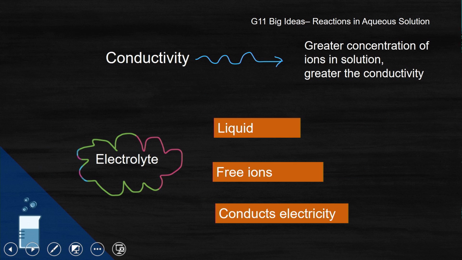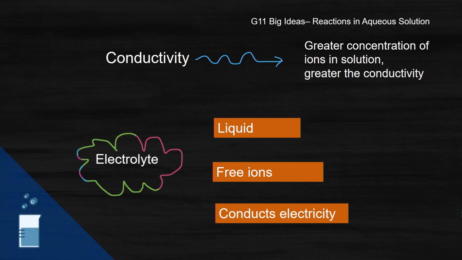Our last idea, what is conductivity? Well, when electricity is conducted in a wire or in a solution, we speak about conductivity. If we have enough ions in solution, then electricity can flow through that solution. An electrolyte is the name of a solution that can conduct electricity. It is a liquid. There are free ions in the solution, and it has the ability to conduct electricity. That is what an electrolyte is.